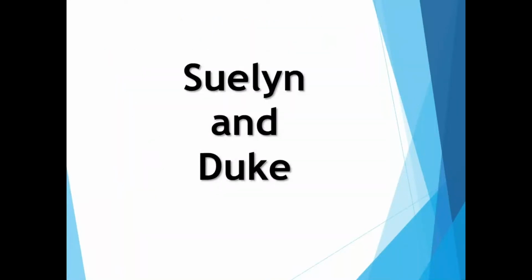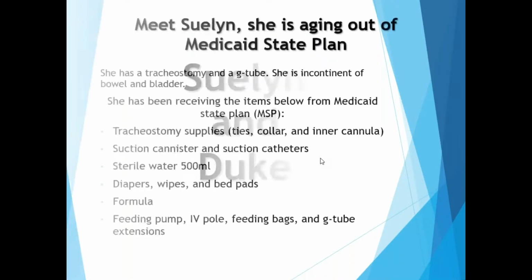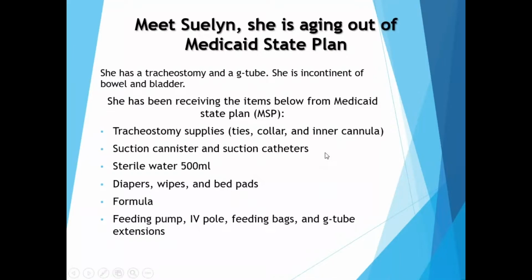Welcome to Suelyn and Duke. We're going to talk about two clients. Suelyn is aging out of Medicaid state plan. She has a tracheostomy and a G tube. She's incontinent of bowel and bladder and has been receiving the items below from Medicaid state plan. Tracheostomy supplies to include ties, collar, and inner cannula, suction canister and suction catheters, sterile water, diapers, wipes, bed pads, formula for her G tube, feeding pump, pole, bags, and extensions.